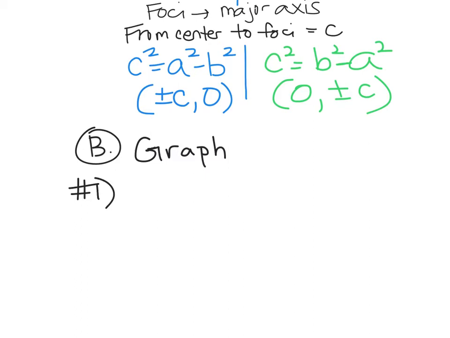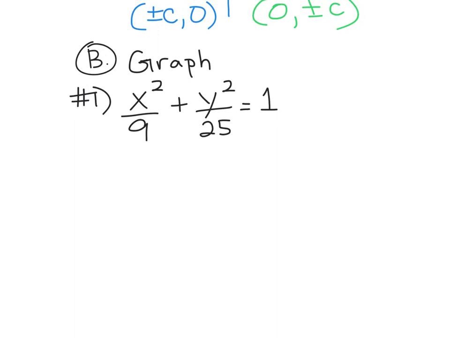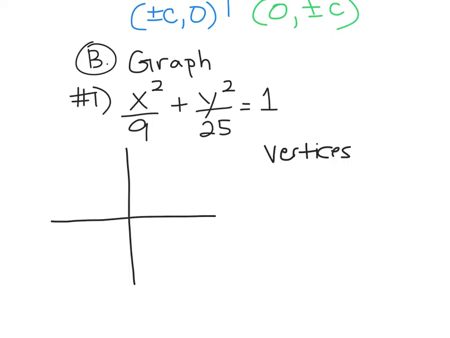Let's start off with x squared over 9 plus y squared over 25 is equal to 1. All right, so here we go. We're going to graph this. I'm going to show you how to graph an ellipse. And then we're going to find a whole bunch of things, okay? We're going to find out what the vertices are.